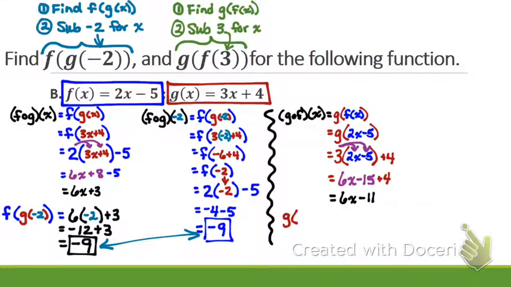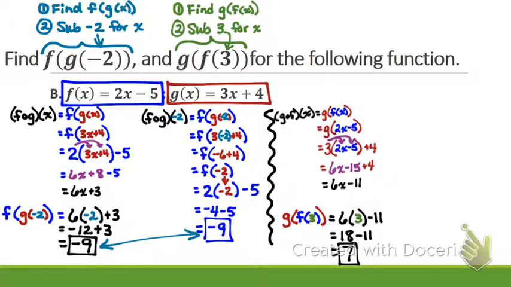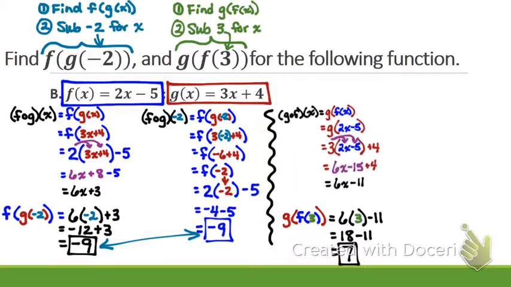So G of f of 3 would be equal to 6 times 3 minus 11. Well, 6 times 3 gives me 18, and 18 minus 11 would be 7. So my final answer here would be a positive 7. Let's try it the other way, where we do the substitution earlier and verify that we get the same output.